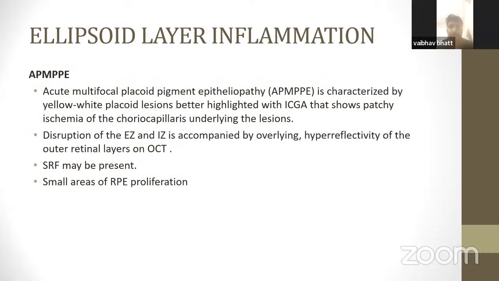Ellipsoid layer inflammation. Acute multifocal placoid pigment epitheliopathy is characterized by yellow-white placoid lesions, better highlighted with ICGA, which shows patchy ischemia of the choriocapillaris underlying the lesion. Disruption of the EZ and IZ is accompanied by overlying hyperreflectivity of the outer retinal layers on OCT. SRF may be present with small areas of RPE proliferation.